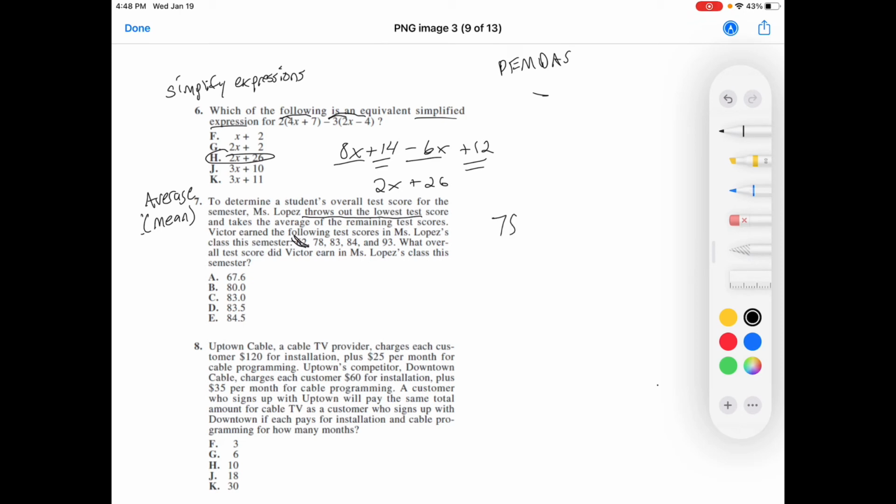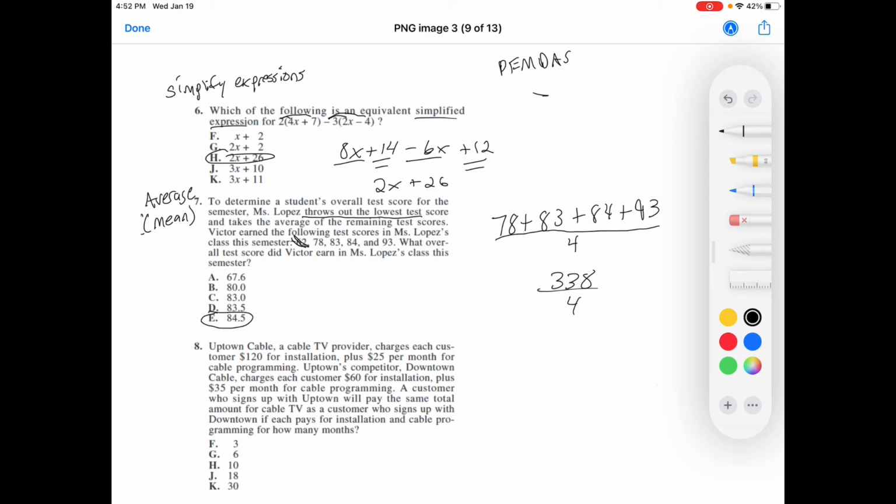We'll add the tests together, and then we're going to take that sum and divide it by how many tests we have. So we'll divide that by 4. In your calculator, let's add the top numbers: 78 plus 83 plus 84 plus 93. That gives me 338, and let's divide that by 4. And that's going to give me an 84.5.